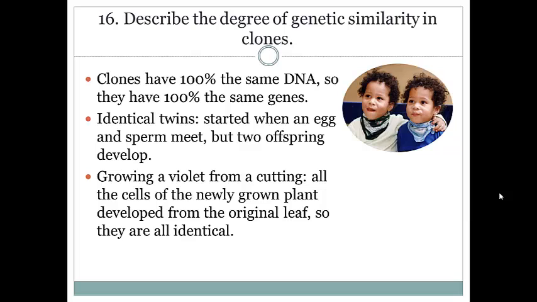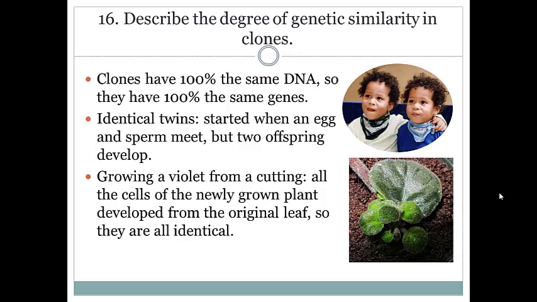Another example would be an organism that can reproduce by mitosis. So for example, if you were to take a violet leaf and put it in water and plant it, water it, take care of it, you can actually grow another violet plant from that leaf. So all the cells of the newly grown plant would have developed from that original leaf. So they are all going to be identical.